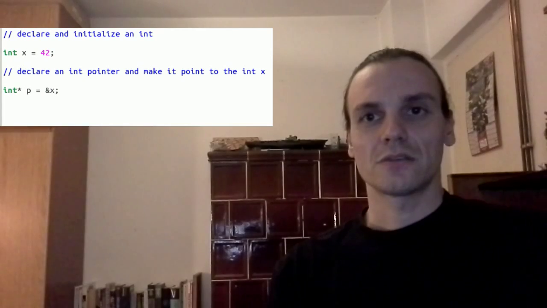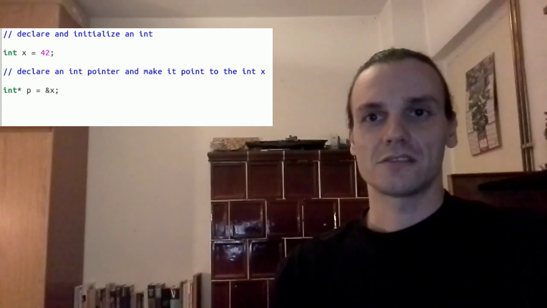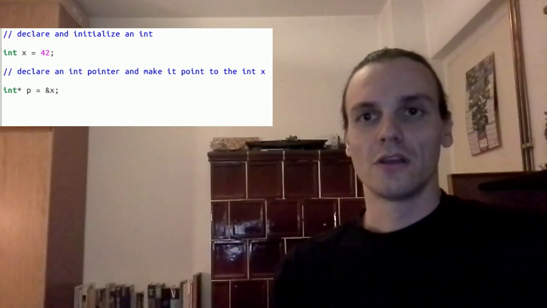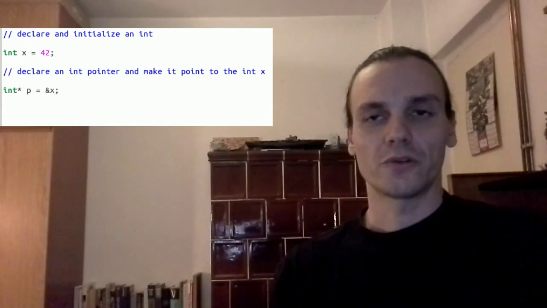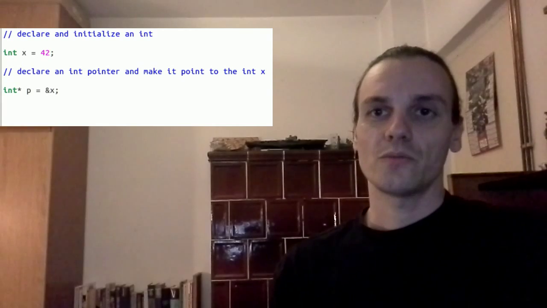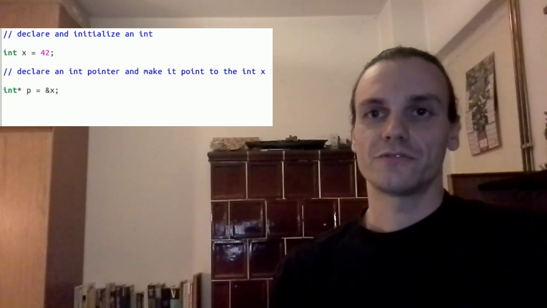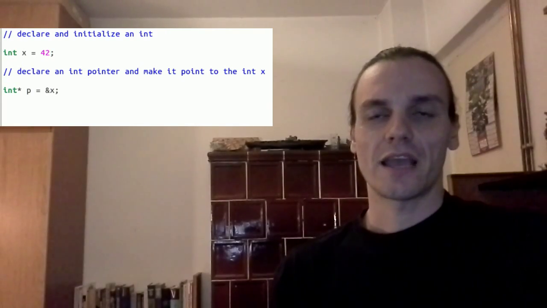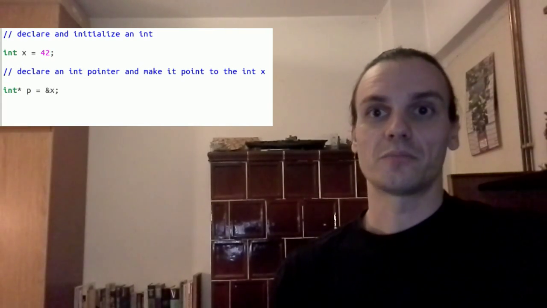Now let's define a variable. The variable x is assigned a value of 42. On the second line we've declared a pointer using the int asterisk command, and then we've retrieved the address of the variable x using the ampersand, or the address-of operator.